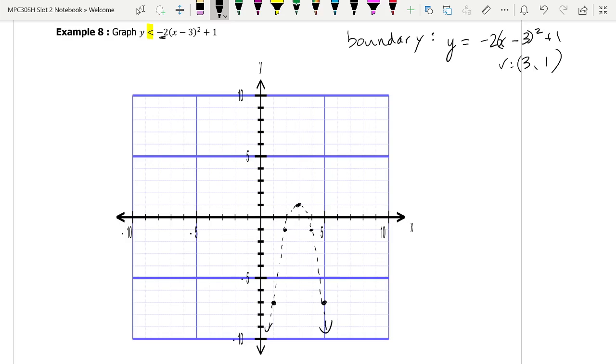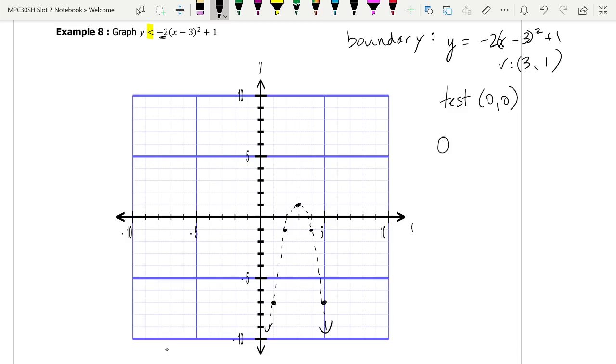Now, which region is the answer? It can't be anything on the line, but it's either all of the stuff outside the parabola or all of the stuff inside the parabola. How do I figure that out? I am going to test the point 0, 0. If it makes a true statement, then it's everything outside the parabola. If it makes a false statement, the answer is everything inside the parabola.